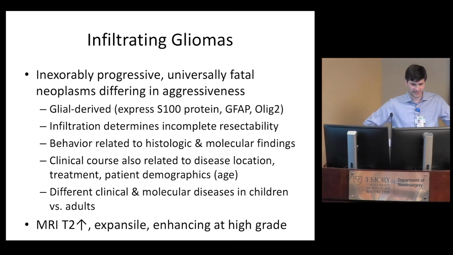But that's the asterisk. In general, infiltrating gliomas are thought of as glial-derived, and therefore they express glial markers: S100 protein, GFAP, glial fibrillary acidic protein, which is the intermediate filament of glia, and OLIG2, a transcription factor associated with glial differentiation. The infiltrating properties of these tumors mean that they can't be completely resected. There are always going to be tumor cells beyond the knife.